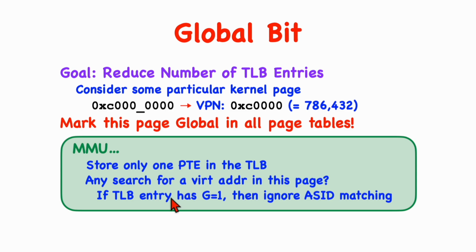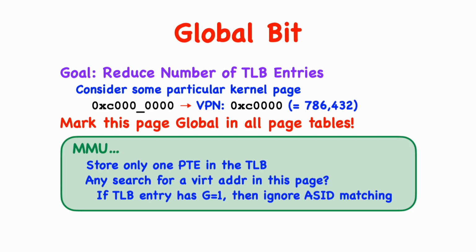If any entry in the TLB has its global bit set to 1, then the ASID matching will simply be ignored. If we're searching for page hex C0000, then an entry in the TLB will match even if the current address space identifier, which comes from the SATP register, is different from what's in the page table entry in the cache. And this is going to significantly reduce the number of entries in the TLB that we require.